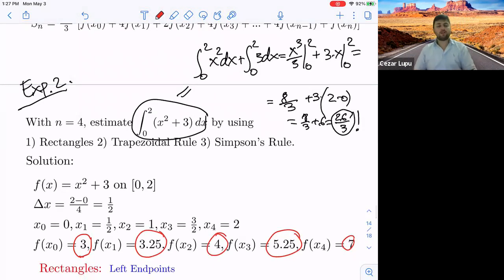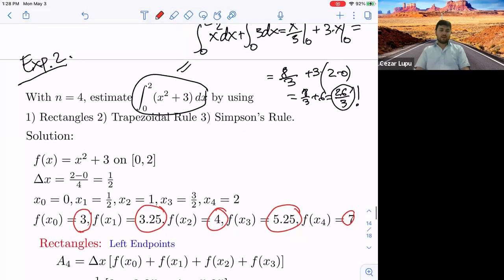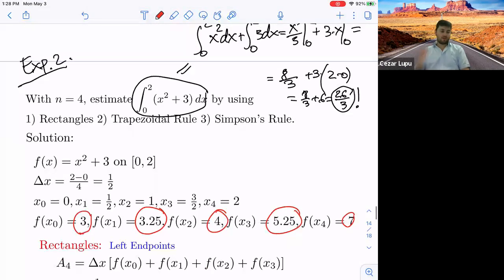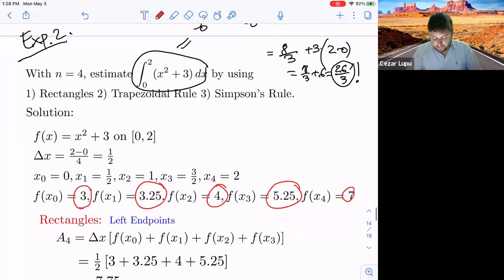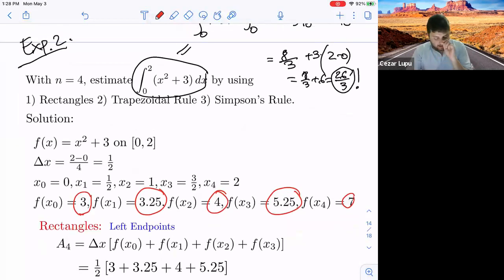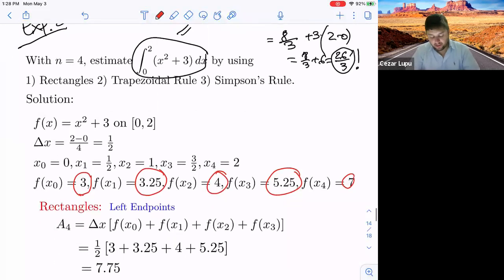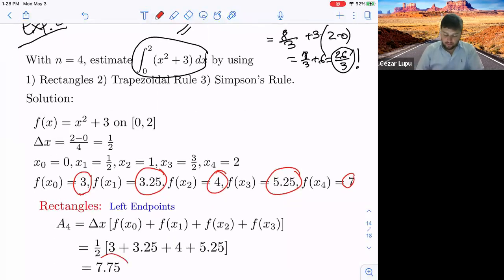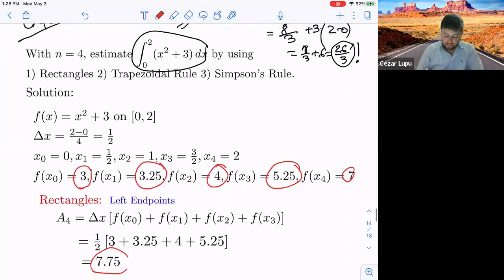All right, now let's do it by rectangles. And let's use the left endpoint. In other words, we'll use this formula with the left endpoint. It'll be 1/2, because delta x is 1/2, times, and we're going to add all the left endpoints. So it's 3 plus 3.25 plus 4 plus 5.25, great. And it will give us this number here. So let's keep this number in mind.